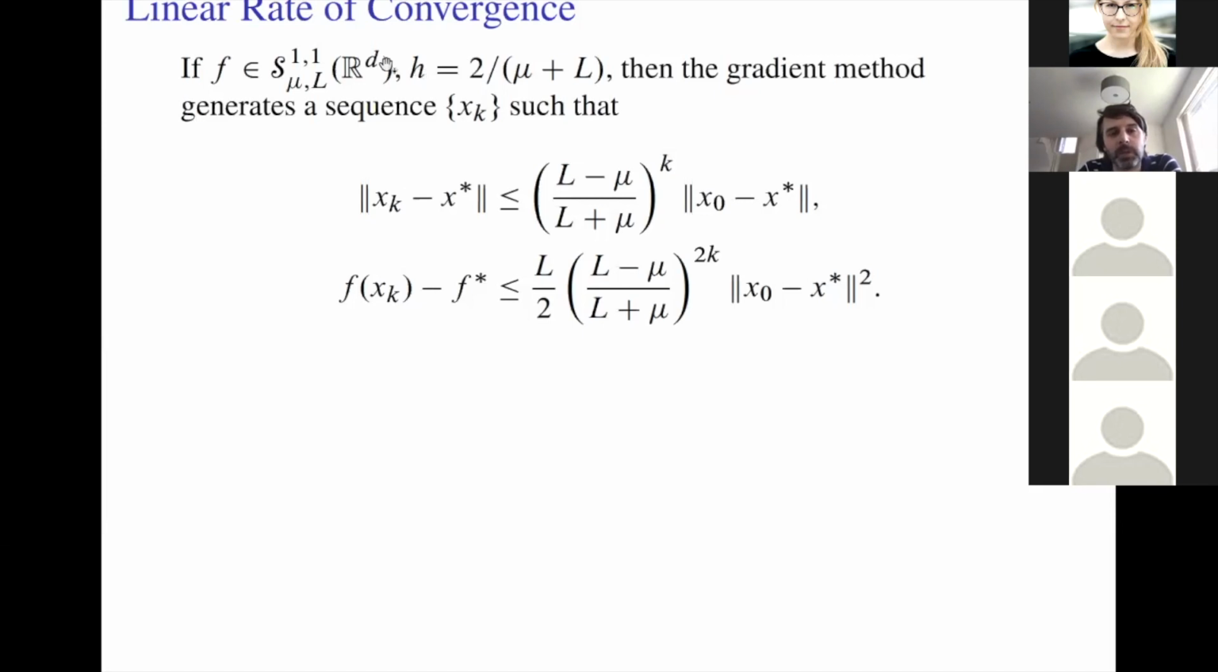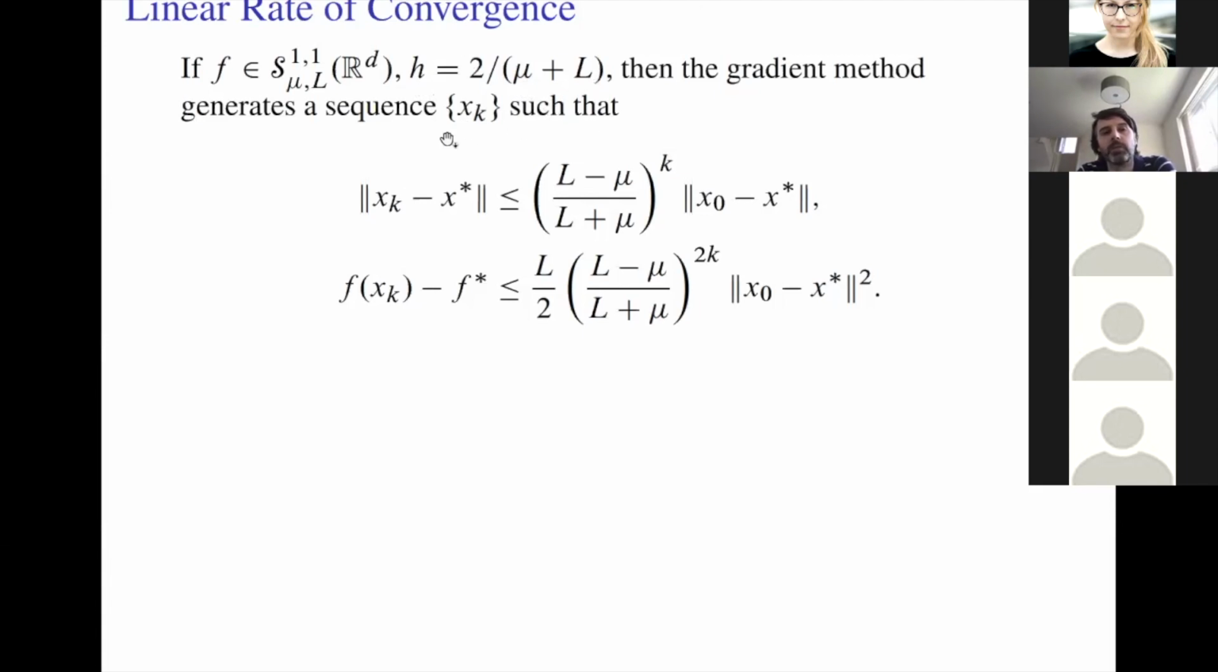So let me just explain this slide here. H here refers to the step size, if you like, the learning rate. So that's here 2 over (mu plus L). Mu was the convexity parameter. L is the Lipschitz constant. So this is actually the optimal step size for the gradient method in this particular problem.